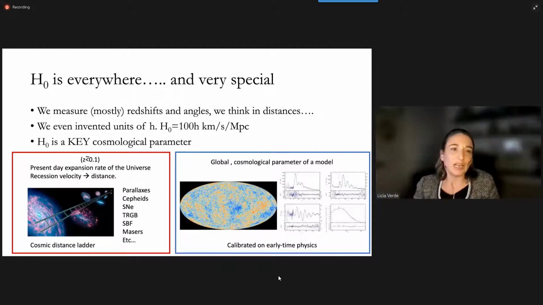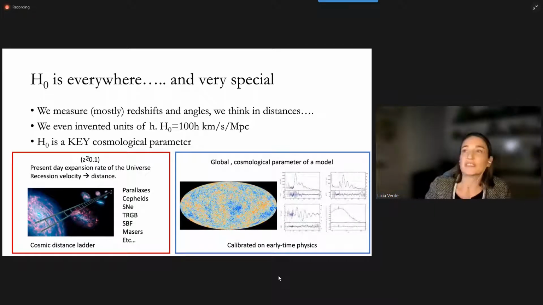So let me set up the stage. H0 is everywhere, and it's a very special number. It's a very special number in my view because in astronomy, and especially in cosmology, we measure mostly redshift and angles, but we think and we interpret the world and the universe in terms of distances, and that's where H0 comes in. We even invented measurements that are in units of H, the famous little h, it's 100 times little h.